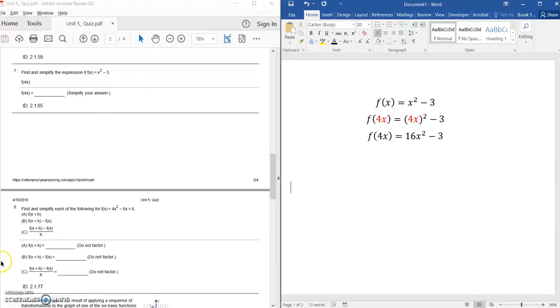So question number 7. Here's a function f of x equals x squared minus 3, and the question is find f of 4x. So the solution is right here.